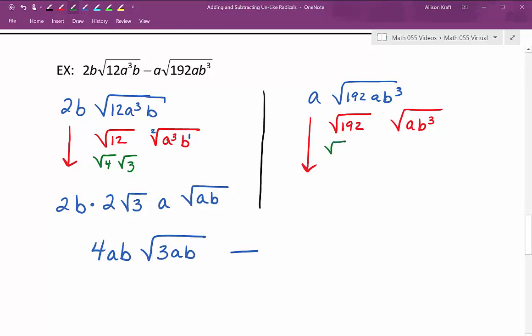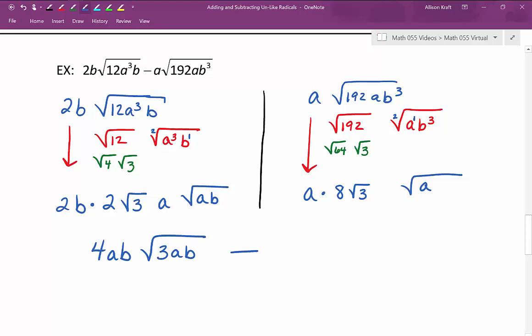That's going to be 64, goes in 3 times. So here's my a out in front, times square root of 64 is 8, square root of 3. And now we want to address our variables under our square root. The exponent on a is less than my index, so I know that can't be simplified. I'm just going to have a underneath. But with the b, it's greater, so there should be some simplifying.